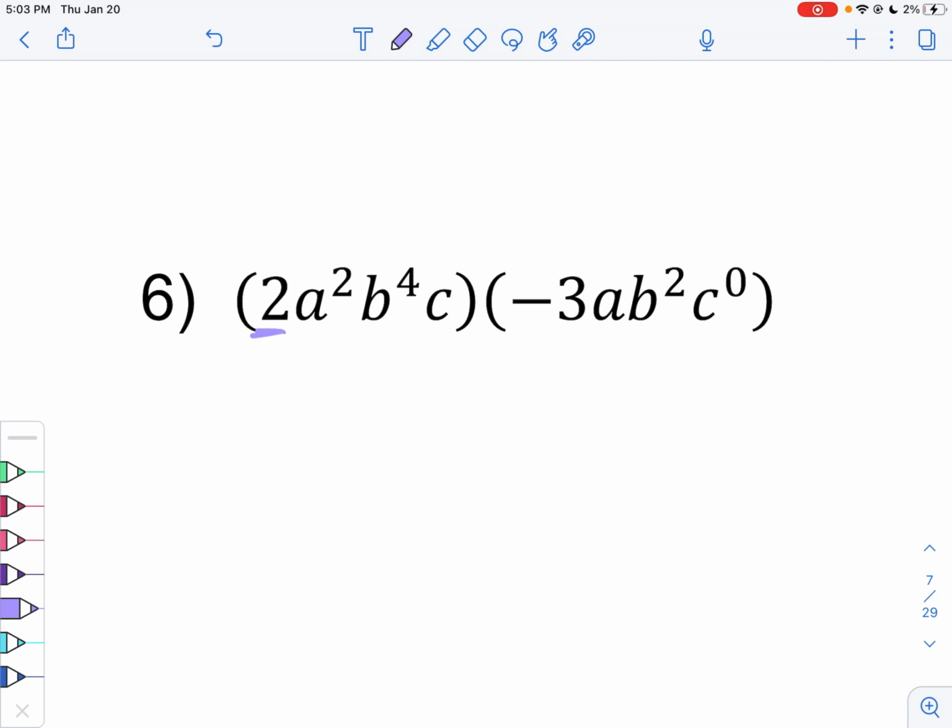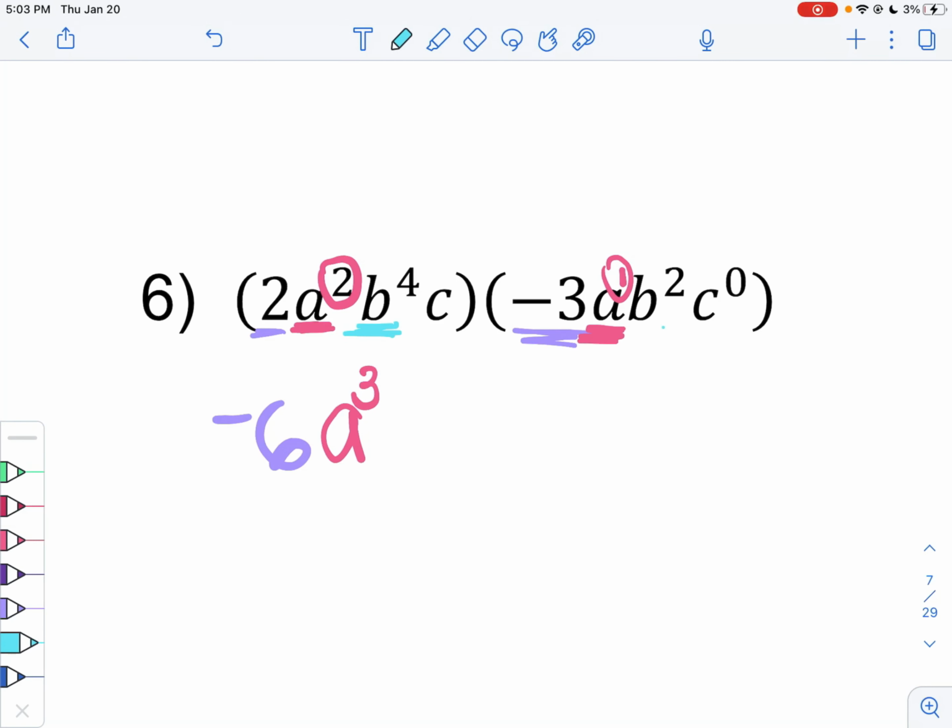Okay, start by multiplying our coefficients. We get -6. All right, I'm going to start by identifying my like bases. So I can combine my a's. So I have a, then I'm going to do 2. The imaginary exponent on my second a is 1. So I can add the exponents on the a's together and get 3.